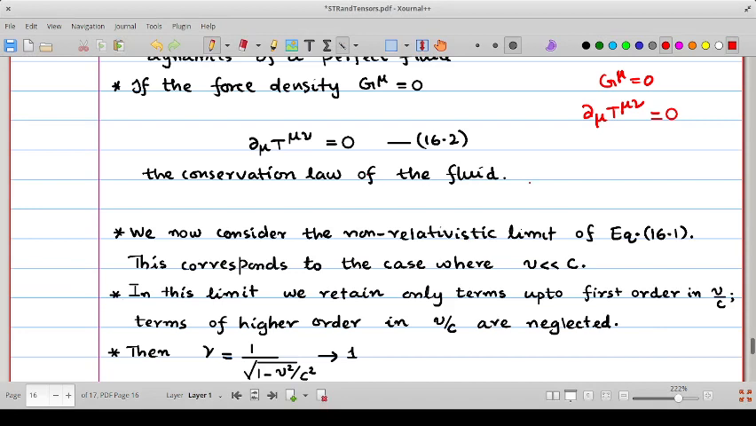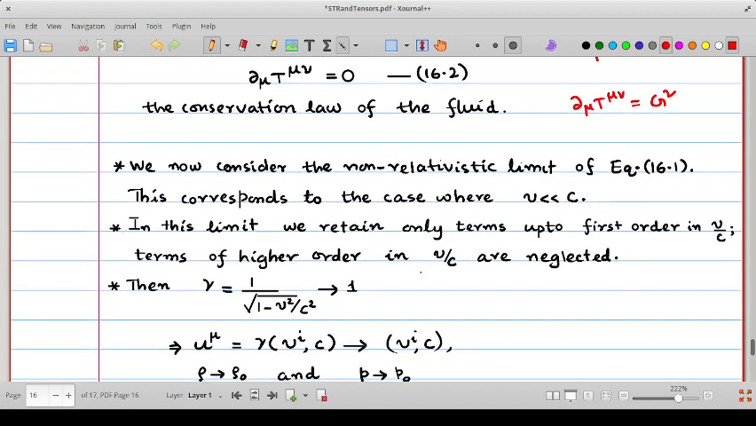We have shown that this equation d mu t mu nu equal to g nu reduces to the non-relativistic equation in the co-moving frame of the fluid. But we would also like to show that the non-relativistic limit of this equation also reduces to the equation d mu t tilde mu nu equal to f nu, so that this becomes a proper generalization of this equation. So the non-relativistic limit corresponds to this velocity much, much smaller than the speed of light. And in this case, we only need to retain terms up to order v by c, that is, terms of order v square by c square can be neglected.